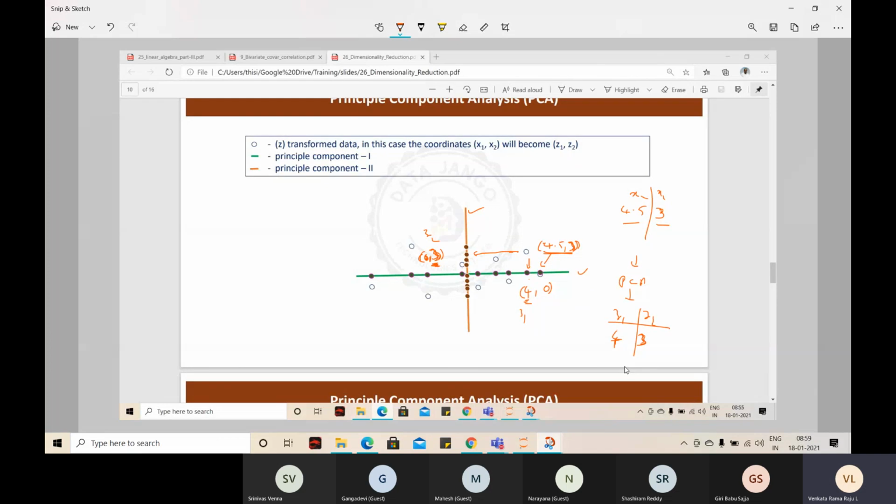In image processing also they used to use PCA, but now with CNN, extensively using CNN and GPUs and all that, we are no more using PCA. We'll use CNN.